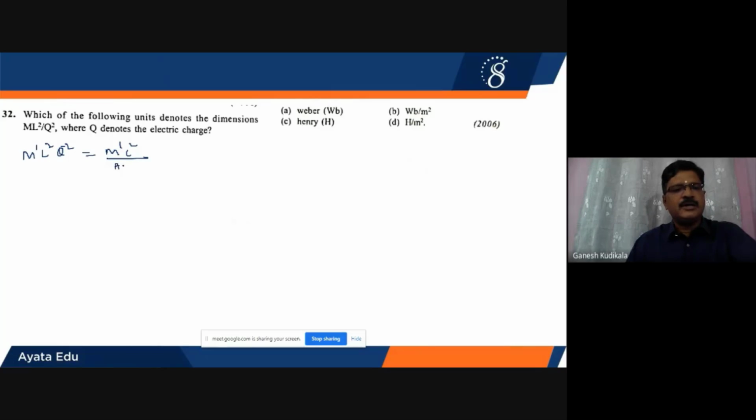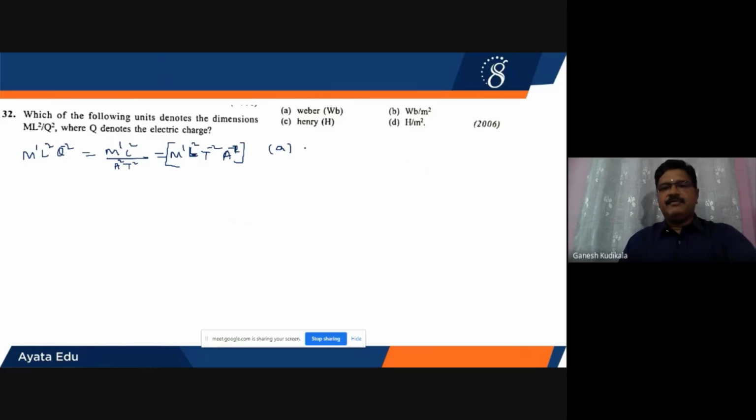Now, charge is nothing but current into time, current into current square time square. So therefore it is M1 L2 T power minus 2 and A power minus 2. So this was a basic formula. Now let us work out the options and we'll see which option is giving the correct answer.